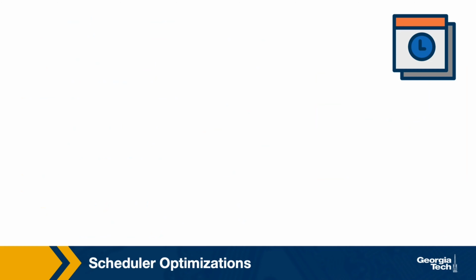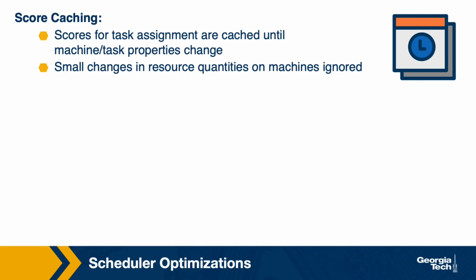So here are some of the optimizations made around the scheduler specifically. We mentioned that it uses scores in order to determine good candidates for machines that a task should be scheduled on, but there is an opportunity to simply cache those scores for periods of time and not to recompute them continuously.